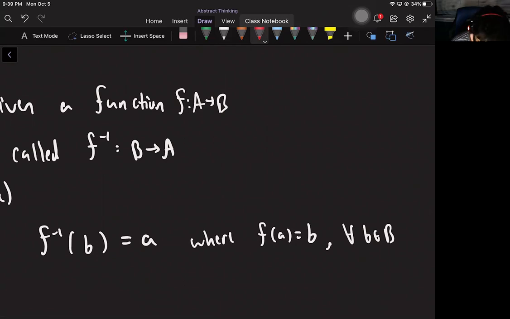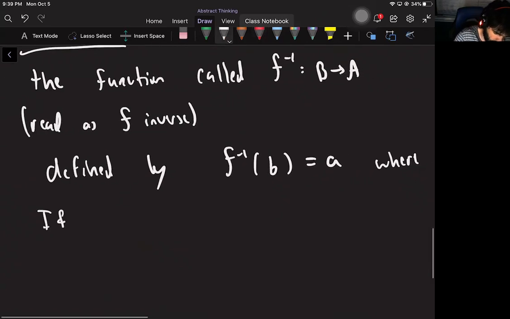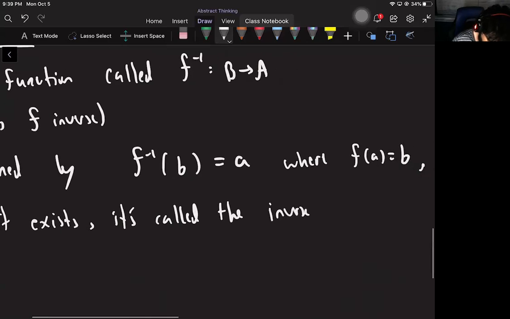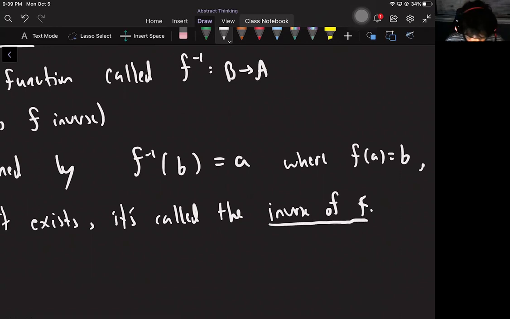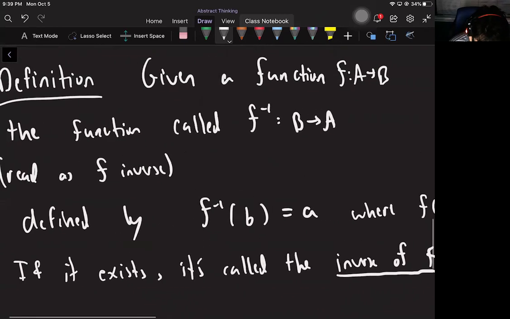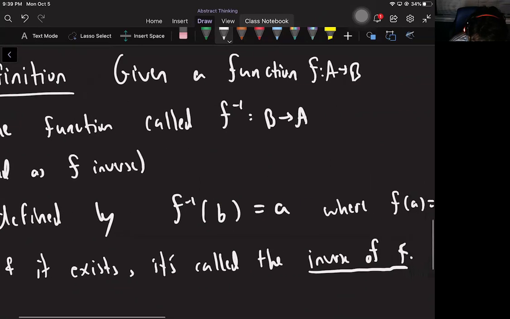But it doesn't always exist, so I do have to have a little caveat to this definition. I have to actually say if it exists. If it exists, it doesn't have to exist as we've just seen, it's called the inverse of f. Now, the word "the" is very important because in the lecture problems, we're going to talk about how inverses are unique. So if a function does have an inverse, then it only has one inverse. There's no other way to go backwards to undo the function.